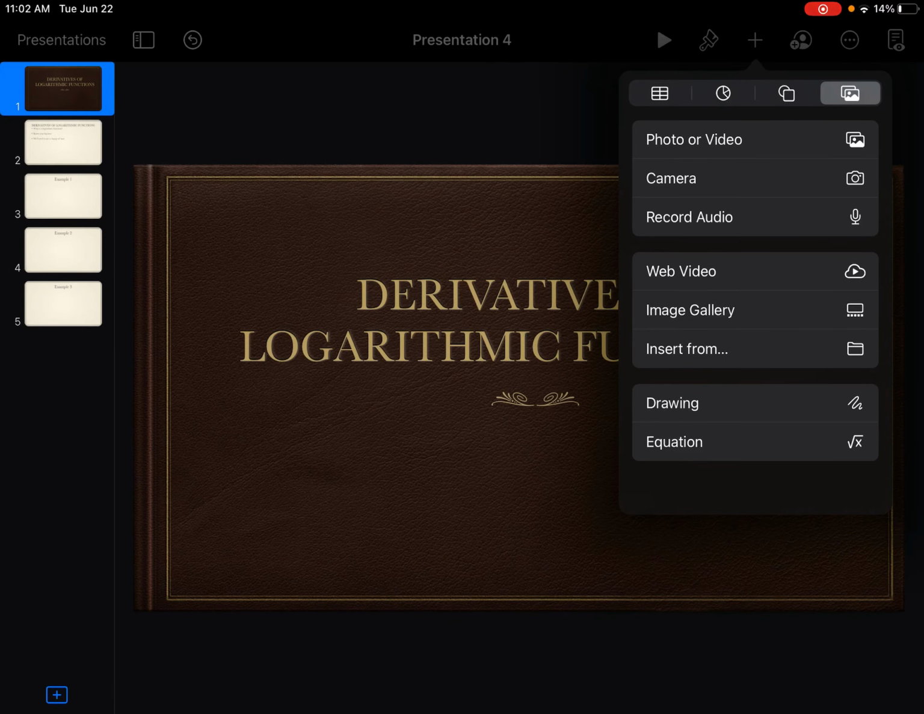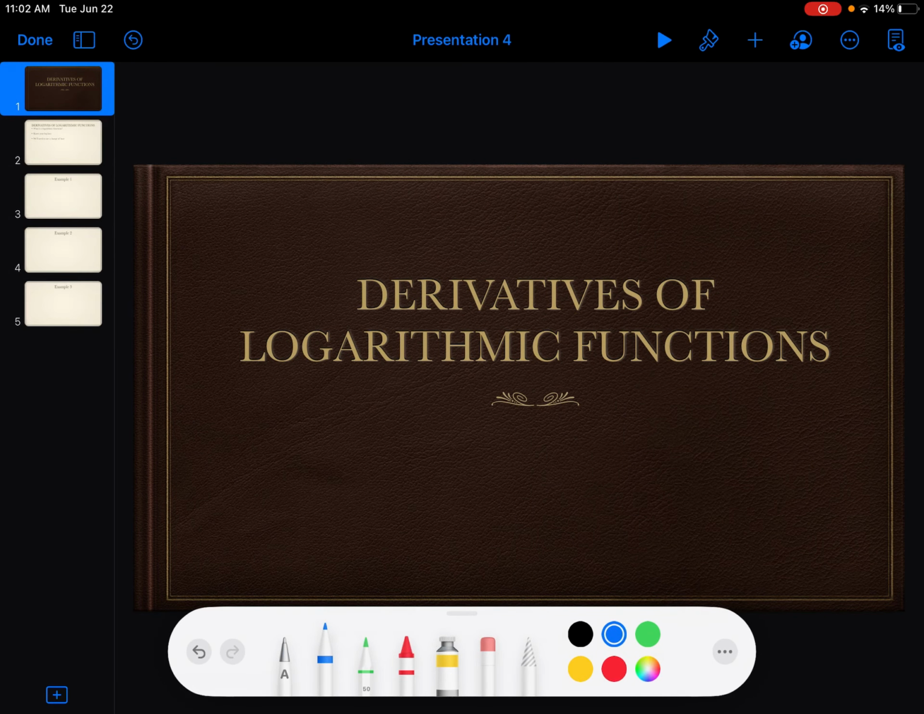Hey guys, so today we're going to be dealing with the derivatives of logarithmic functions. This is a fairly easy concept, but it requires your pre-calc knowledge, obviously, and your knowledge of your log laws. So let's get into it.